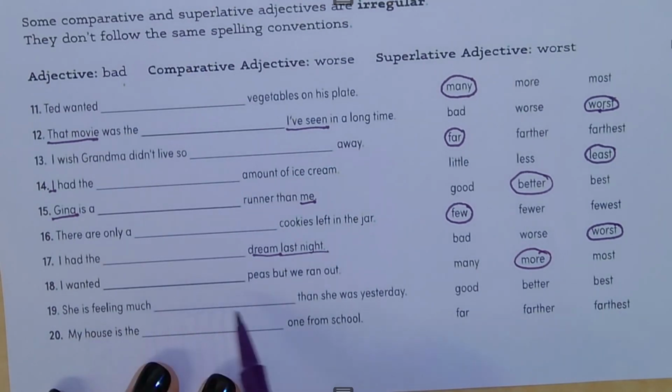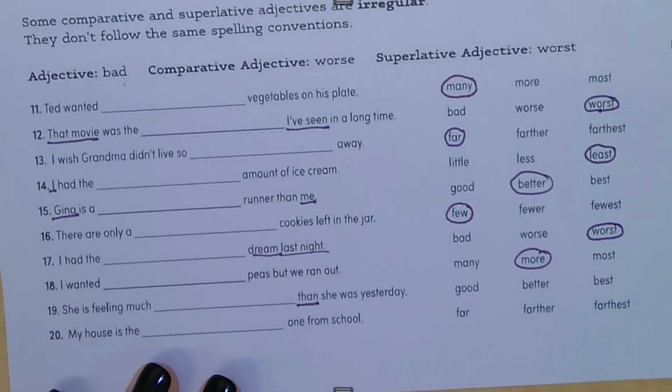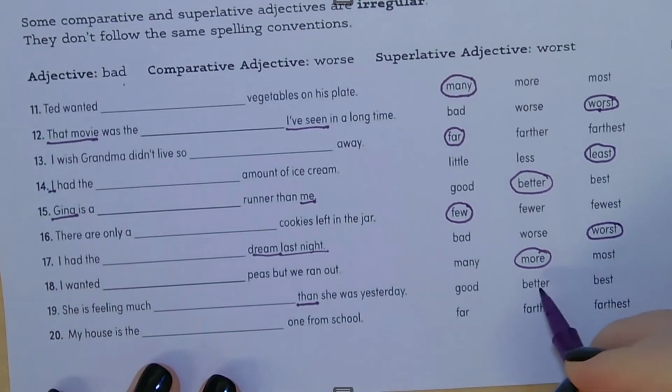She is feeling much blank than she was yesterday. Oop, there's that clue word than. What are we comparing? Well, we're comparing how she's feeling today to how she was feeling yesterday. So that's two things. So let's look at our comparative adjective. Better. She is feeling much better than she was yesterday.